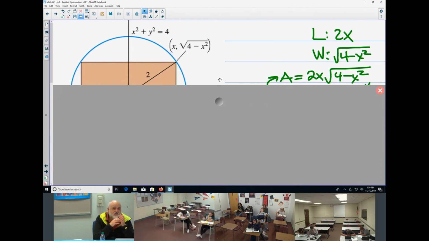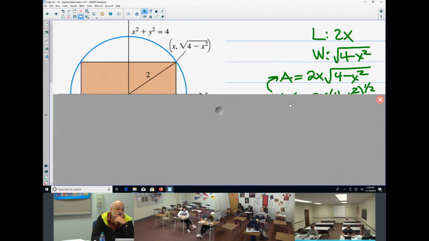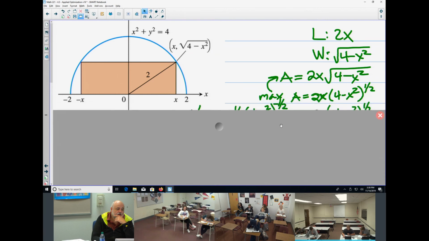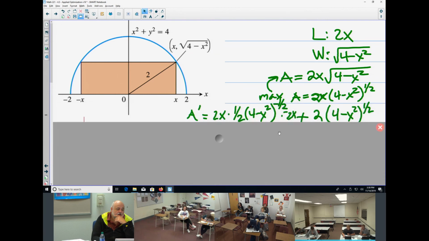All right, you got it? I just want the derivative. You don't have to solve it yet. I didn't get time to make it small, but lengthwise I got 2 times (4 - x squared) to the 1/2 plus 2x times 1/2 times (4 - x squared) to the negative 1/2 times negative 2x.